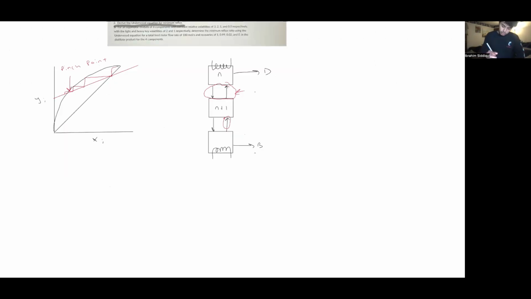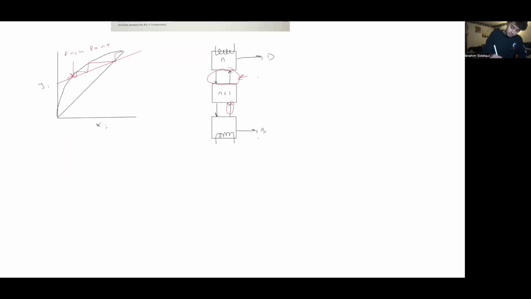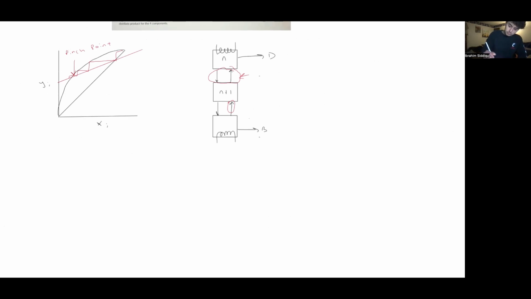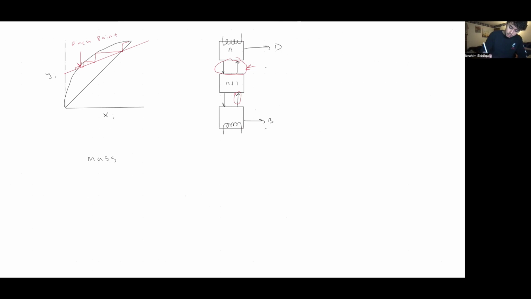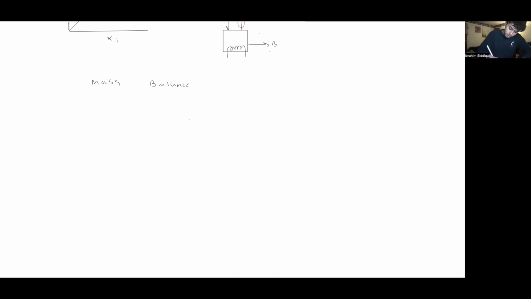Okay, so starting with the mass balance. So we have our vapor flow at stage n plus 1, which is going to be equal to our liquid flow at stage n plus our distillate, right? Just like we've done before, we've done a million mass balances.